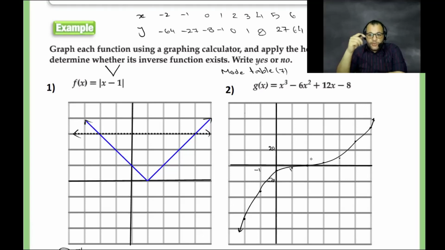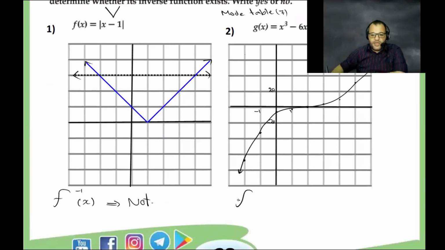So is its inverse a function or not? Yes, the inverse is a function. The inverse f represents a function.